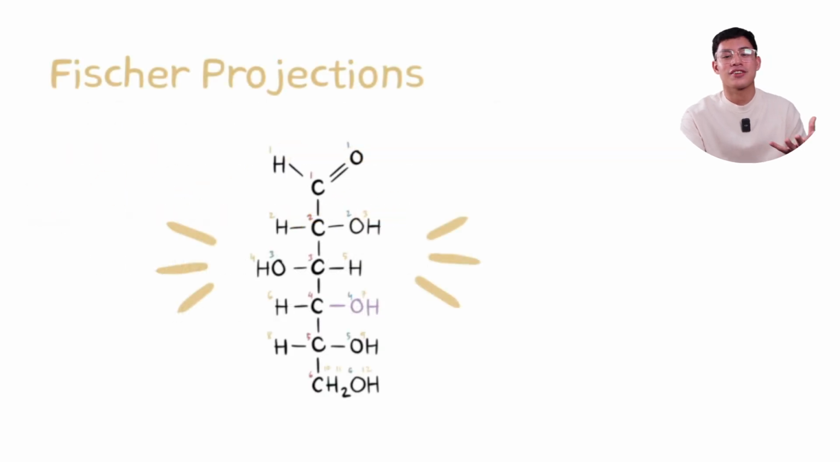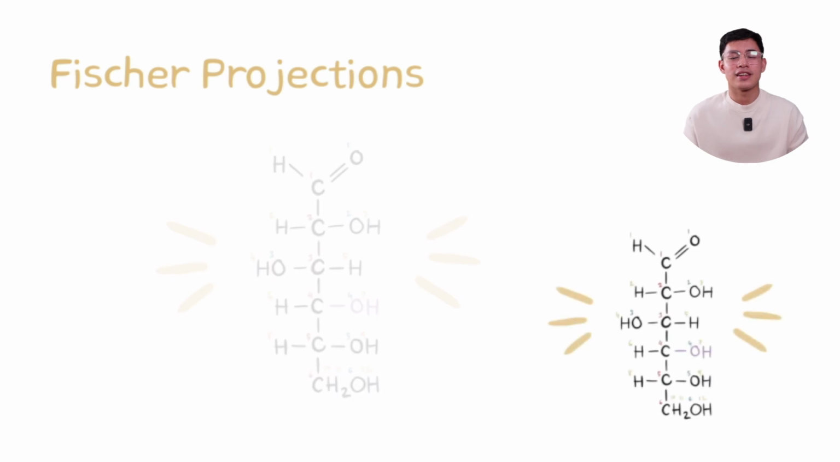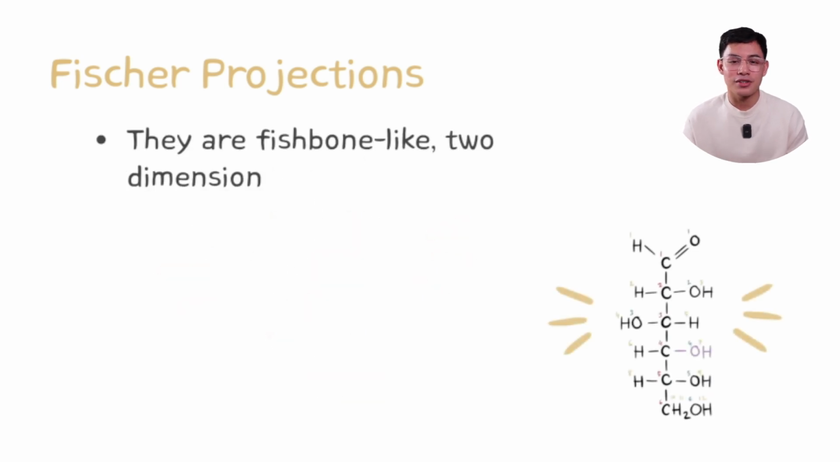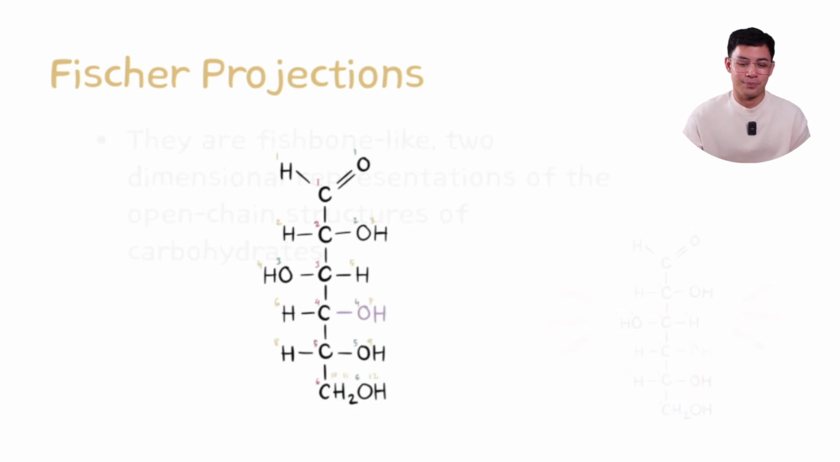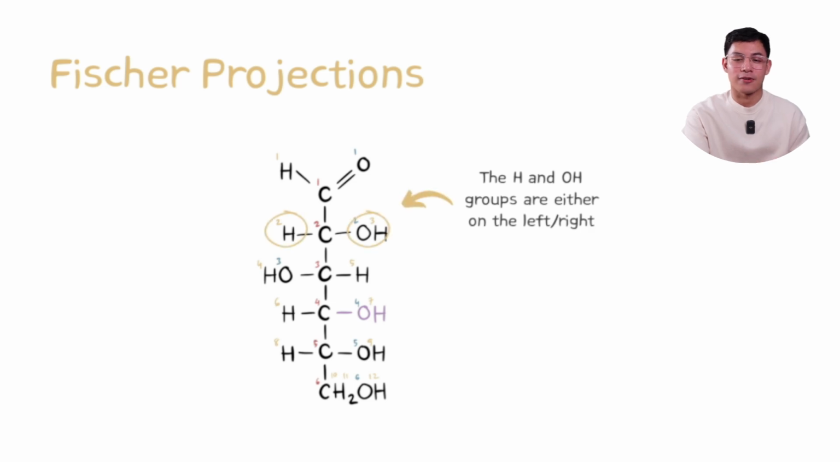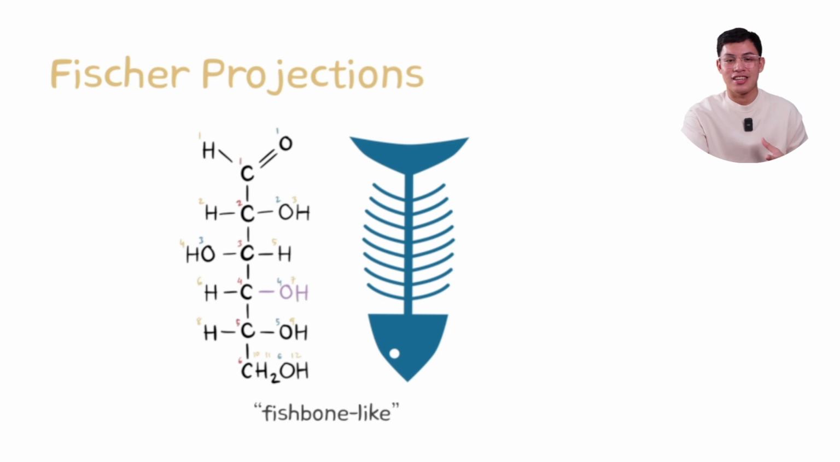Well, Fischer projections are essentially what we've already been showing you. It's the one with the lines, with all the atoms laid out, and all the H and OHs. But more than that, they are essentially two-dimensional representations of the open chain structures of carbohydrates. And in Fischer projections, the H and OH groups are placed on the left and right. A good way to remember them is that Fischer equals fishbone. So looking at the diagram here, it very much resembles bones of fish.